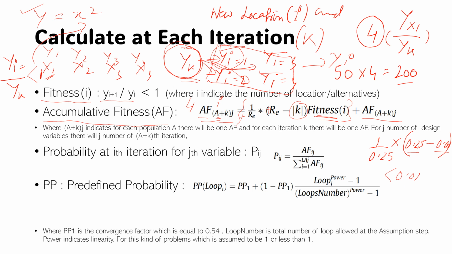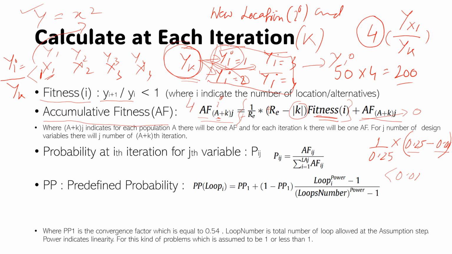Okay, and here you see that now let us go into the another thing that you have to calculate at each iteration. Up to this calculation of accumulated fitness, just remember for each step or for each iteration you will get 4 number of AFs if you have considered or generated 4 number of location at the first iteration, first instance. For now you can neglect this as 0. Now the next thing, third thing that you have to calculate at each iteration is probability at ith iteration for jth variable. So Pij, this is the probability.